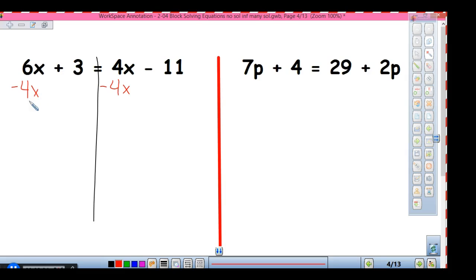Put it underneath your 6x. That's what we're going to combine it with. So 6x minus 4x gives us 2x. What else am I bringing down? Plus 3 equals, what do I have left over there? Negative 11. And now it's exactly what we've been doing. The only difference is that we've got to get our x's on one side.